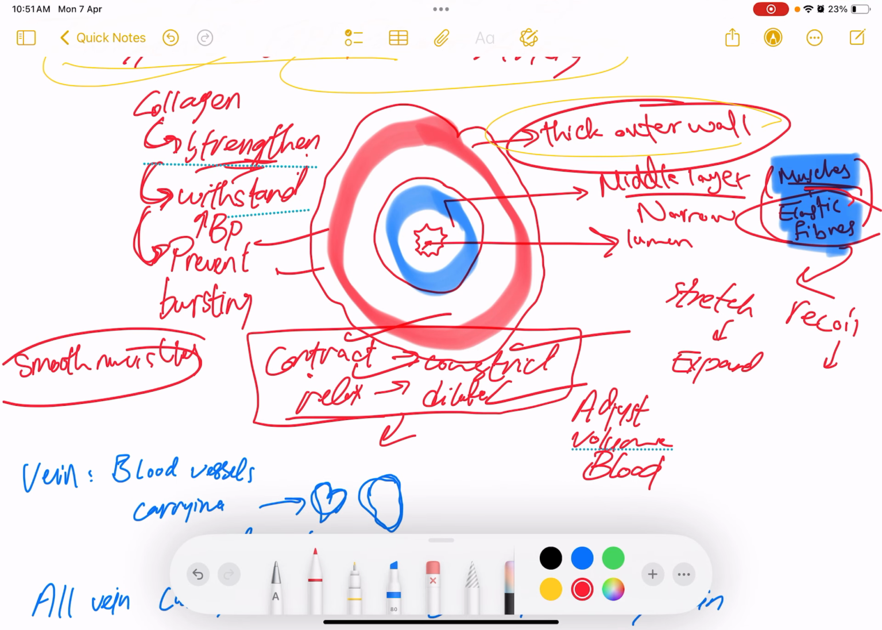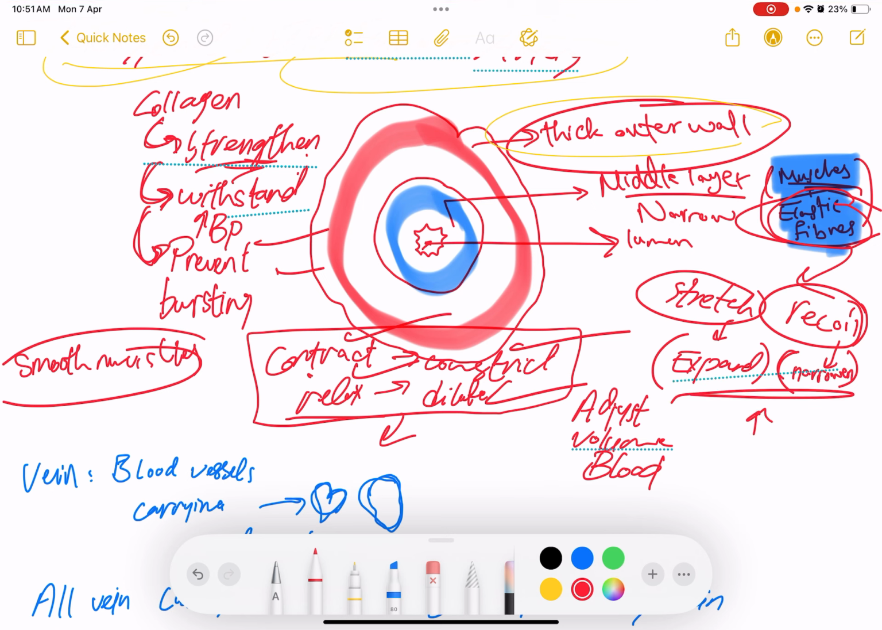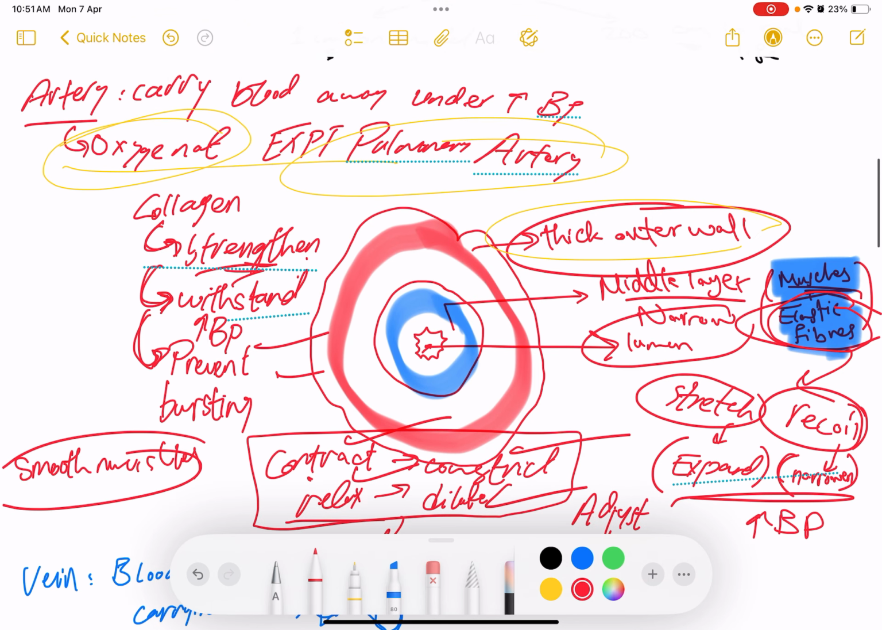The elastic fibers are going to stretch or expand and recoil or narrow to maintain the high blood pressure. And also, I have the narrow lumen, which also maintains the high blood pressure.